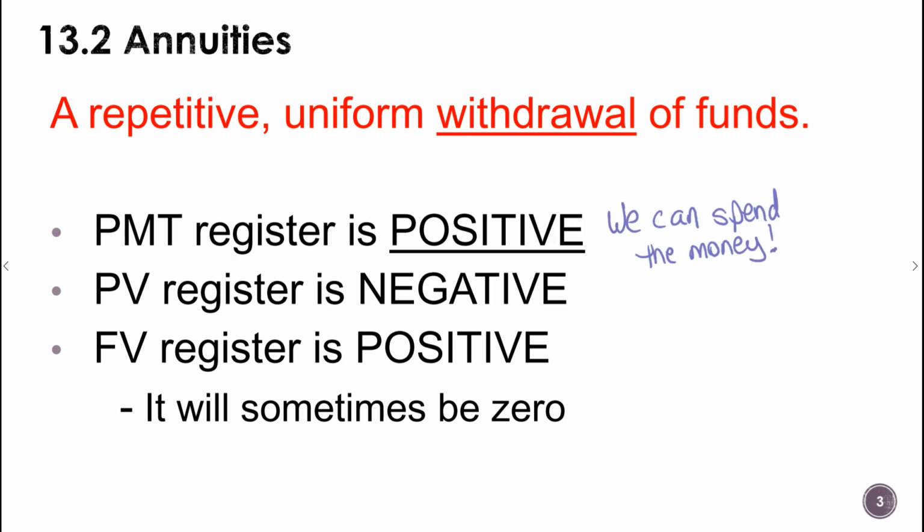And then the present value register is negative because we still have money in the account, right? That would be money in account. So we're only withdrawing certain amounts of it. We're not withdrawing the whole thing. So that's why it's negative. And future value is always positive, but occasionally it could be zero, right? We might have a zero future value, and that will happen on some of these. And it does happen on loans, which are coming up on the next section.